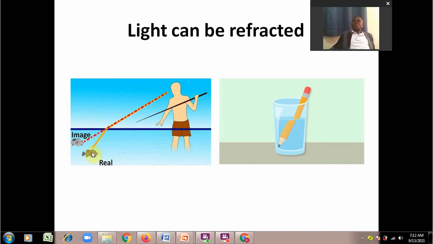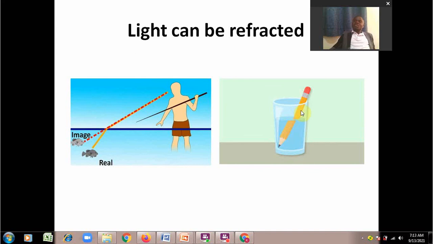Because the fish will be this side, and you will decide to pierce into the other side. So, because of refraction, the fish appears to be here, and yet it is this side. All together. I also want you to try out this one here. This one you can try even at home, where you are right now. Just get a glass of water and place a pencil in that glass of water. What can you observe?